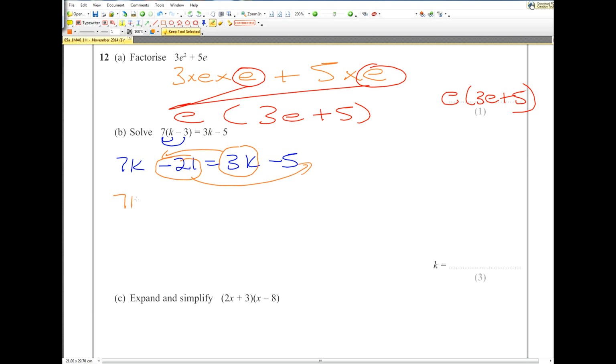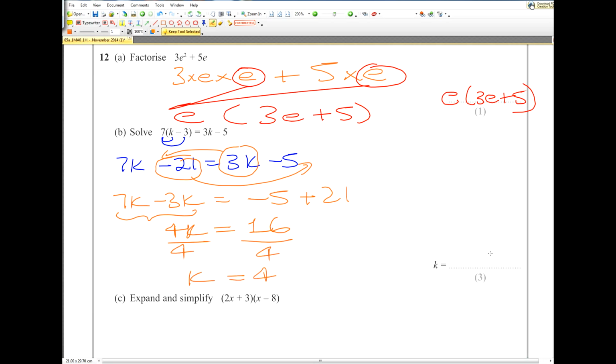So we now have 7k. It was a plus 3k, becomes a minus 3k. We have a minus 5. The minus 21 becomes a plus 21. So 7k minus 3k is equal to 4k. Minus 5 plus 21 is equal to 16. Opposite of times by 4 is divide by 4 both sides. So k has a value of 4. Nice, lovely, linear, double-sided equation. We should all be able to do that with our eyes closed. Nobody should be getting that wrong in this class.